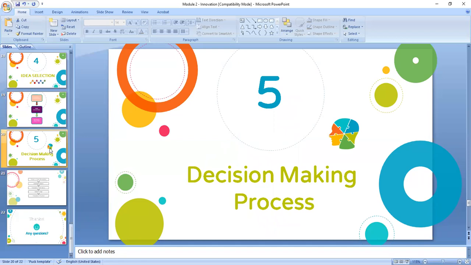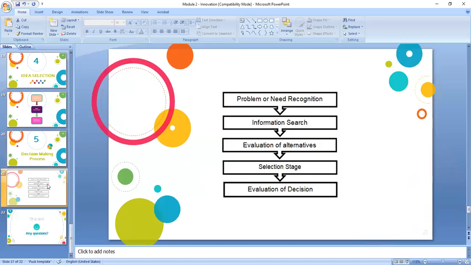So part of the selection of the idea, the last part is in the decision making. Actually, the topic 4 in the idea selection and this topic 5, which is decision making, they go hand in hand. So what's the process that the decision makers have to go through, that way they can come up with the best decision. So we have here the 5-step decision-making process.